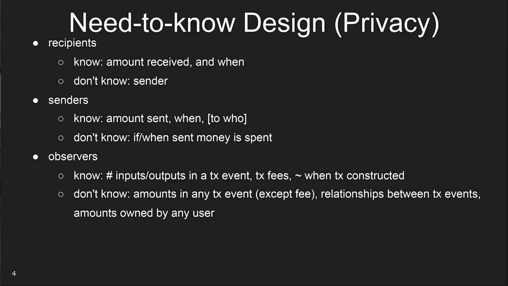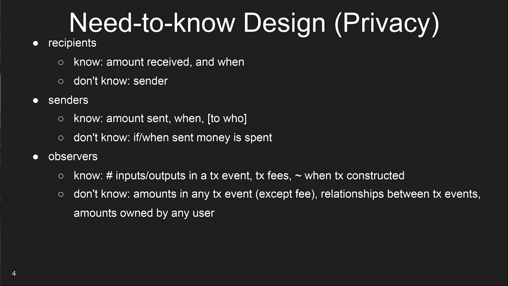The senders of a transaction, they know who they sent money to, implicitly, and they also know the amount of money they've spent and when they spent it. So they can look in the ledger and see that they've spent their money and they know when they spent it. But they don't know if or when the money they sent someone is spent after that.